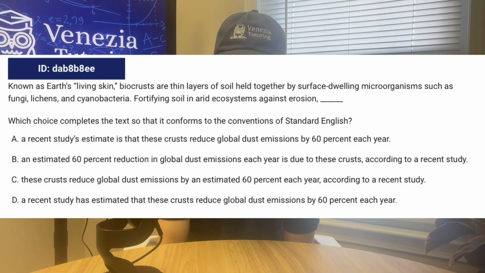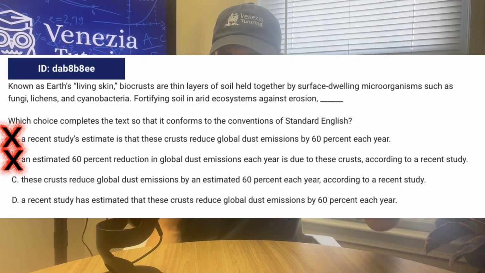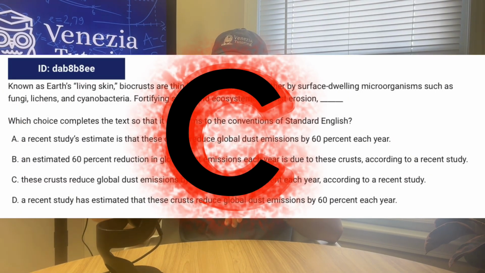Okay, so taking a look at our answer choices here, once again, we have these bulky options that all start with different subjects. And in this case, the modifier is fortifying soil in arid ecosystems against erosion. So then we're going to ask ourselves, who or what is doing the fortifying? Is it a study? No. Is it an estimate? Definitely not. But the crusts themselves are doing the fortifying. So in this particular example, C is going to be the best answer.